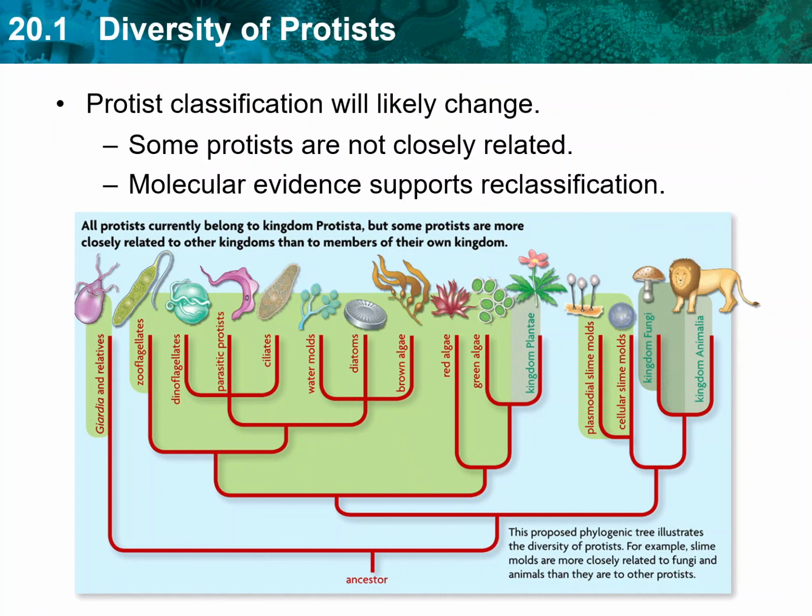One last check for understanding. What one characteristic do all protists have? Press pause and generate your answer. The correct answer is that all protists are eukaryotes.